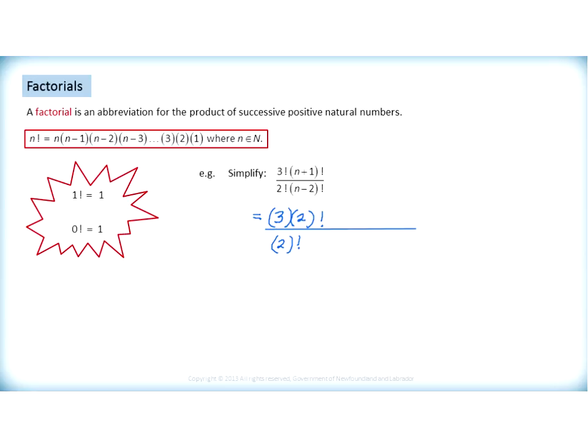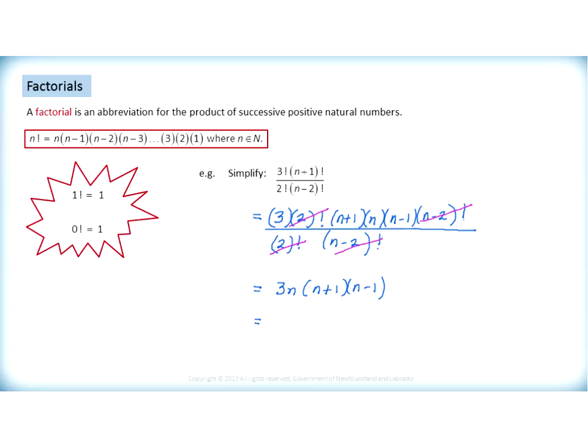n plus 1 factorial is the same as n plus 1 multiplied by n multiplied by n minus 1 multiplied by n minus 2 factorial. And again, we will stop there because of the n minus 2 factorial that already exists in the denominator. Notice now that the 2 factorials will cancel, the n minus 2 factorials will cancel, and we are left with 3n multiplied by n plus 1 multiplied by n minus 1.